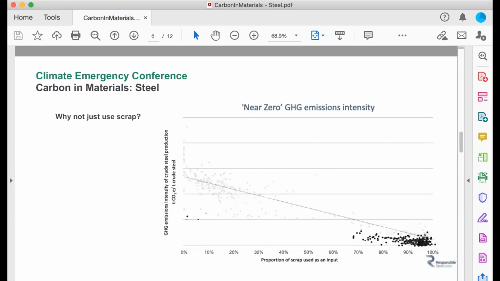It also takes a long time, once you've made steel, for that steel to become available for recycling, as you all know: around 30 to 40 years average life expectancy for steel in buildings, and maybe 12 to 15 years in cars. In infrastructure, it can be a lot longer. So scrap is essentially a limited resource, and most of the available scrap is already being recycled.